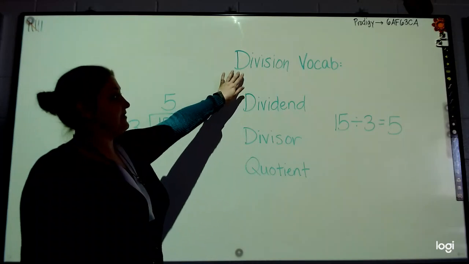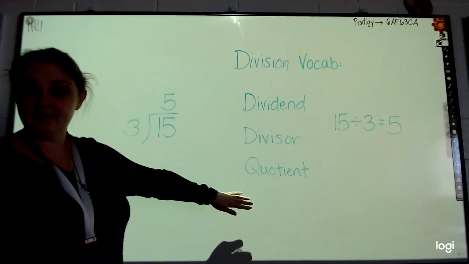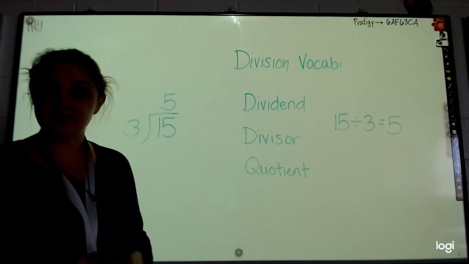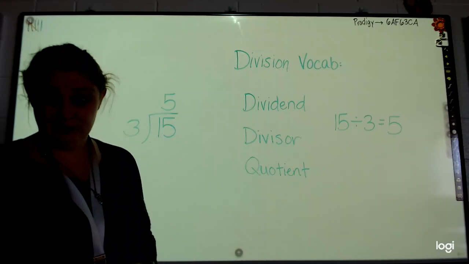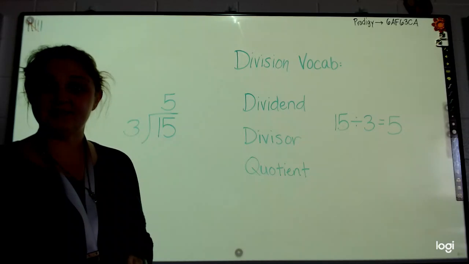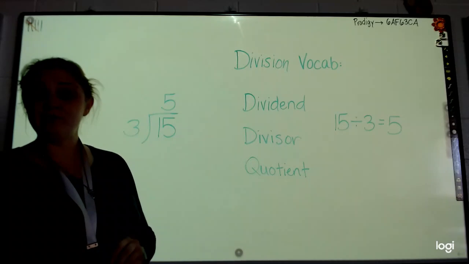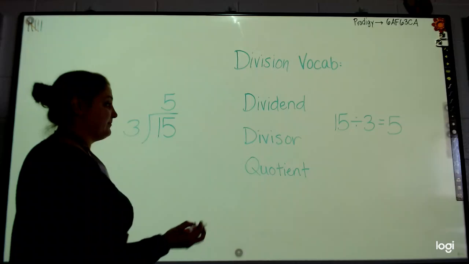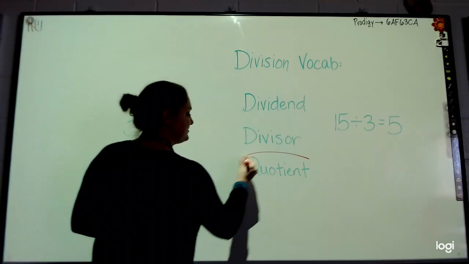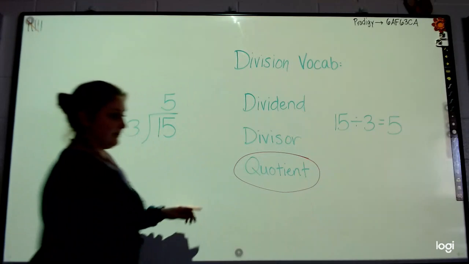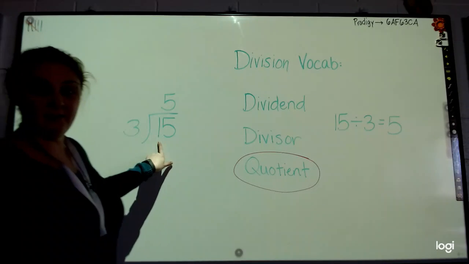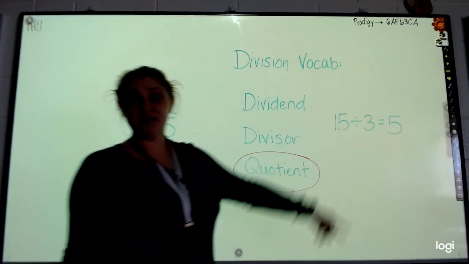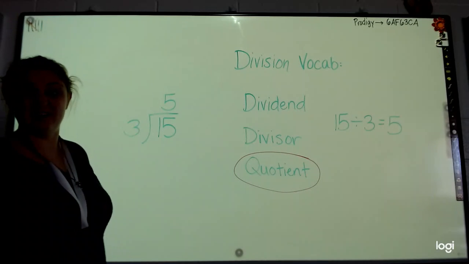So up at the top, this is our division vocab, okay? These are the terms you need to know, all the parts of a division problem. So I think the easiest one that most of us do know, we know that the quotient is the answer, okay? The quotient is the answer to a division problem. So I'm going to go ahead and circle quotient. And now we know we can write division in multiple ways. Here's one way. Here's another way. There's actually even more ways than that, but we'll just stick with that for today.